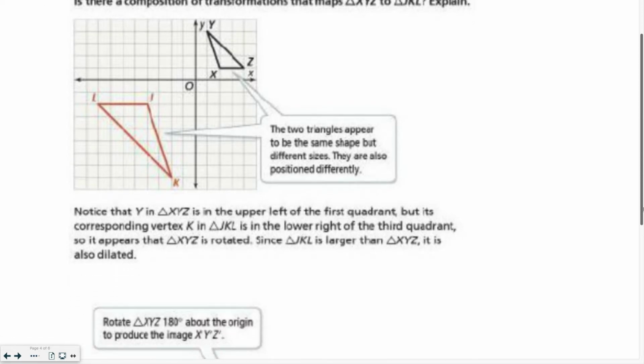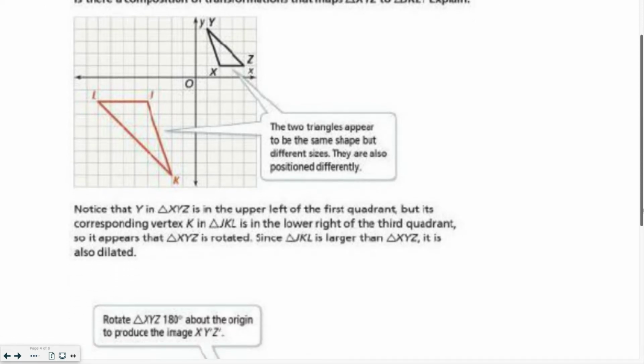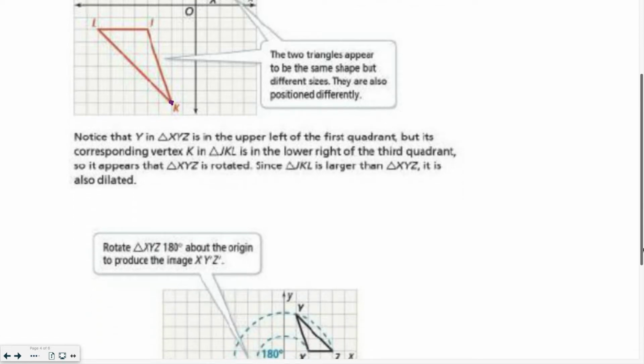So since it starts in the upper left quadrant, or the first quadrant, and a corresponding vertex, so they chose K in JKL, is in the lower right of the third quadrant. So they said Y is in the upper left, K is in the lower right. So it appears that it has been rotated and it has also been dilated.